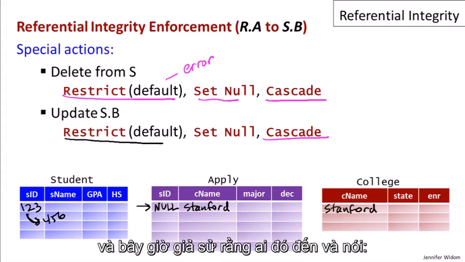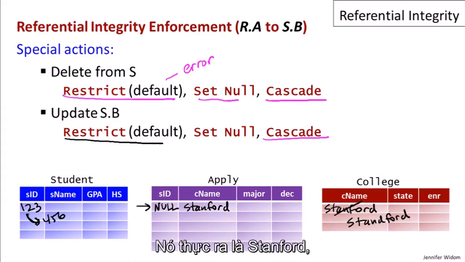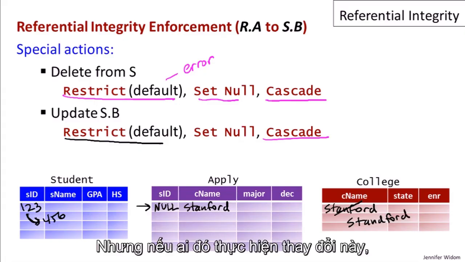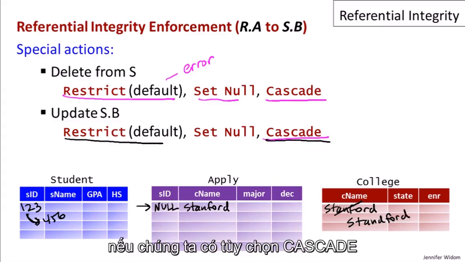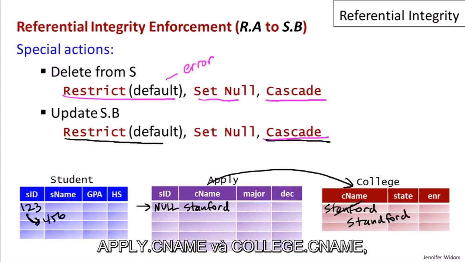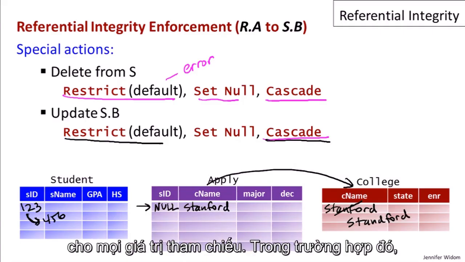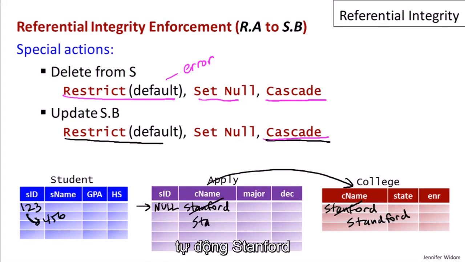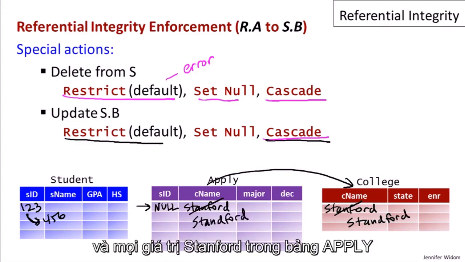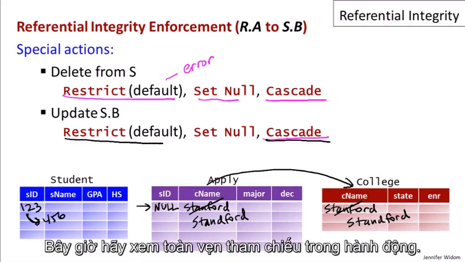And now let's say that somebody comes along and says, I think Stanford is spelled wrong. It's actually Stanford. Well, that's actually a common misspelling for Stanford. The first one was correct. But if someone makes this change, if we have the cascade option for the referential integrity constraint between apply cname and college cname, then that update will be propagated to any referencing values. So in that case, automatically, this Stanford and any other Stanfords in the apply table will be updated automatically to Stanford.